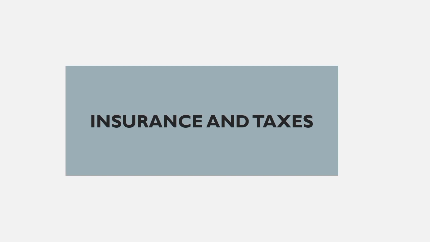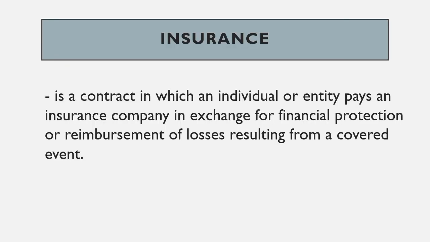Let us define first what is insurance. Insurance is a contract in which an individual or entity pays an insurance company in exchange for financial protection or reimbursement of losses resulting from a covered event. To put it simply, insurance is a contract represented by a policy in which a policyholder receives financial protection or reimbursement against losses from an insurance company. The company pools clients' risk to make payments more affordable for the insured.